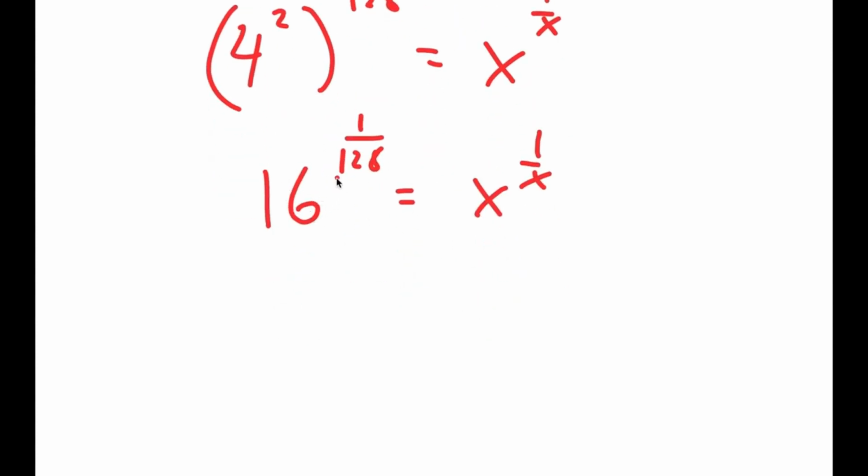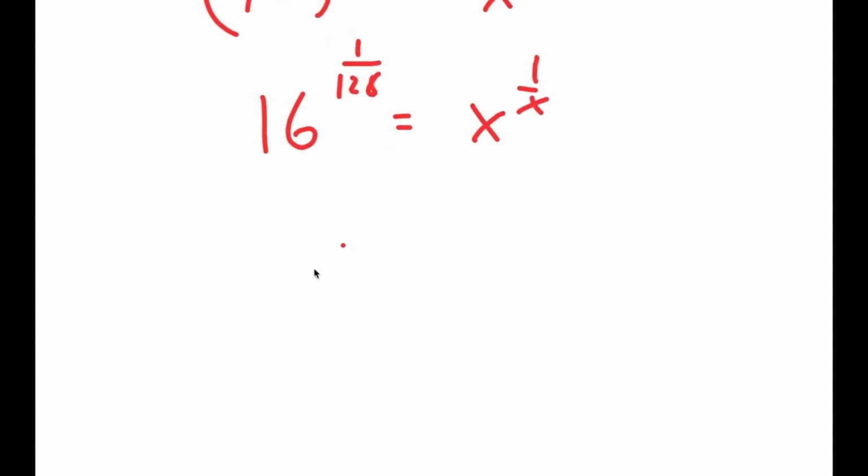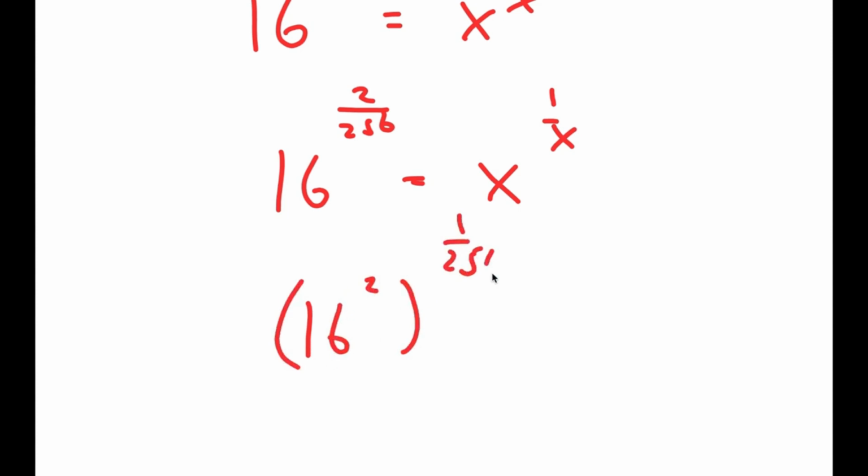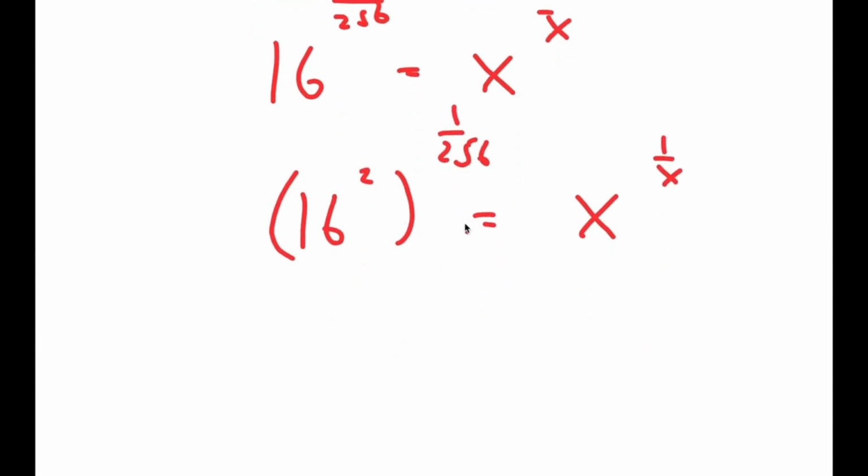And they still aren't the same, so I'm going to repeat it once again. So I get 16 to the power of 2 over 256 is equal to x to the power of 1 over x. Now this is the same thing as 16 squared to the power of 1 over 256 is equal to x to the power of 1 over x. And now 16 squared is equal to 256. So I get 256 to the power of 1 over 256 is equal to x to the power of 1 over x.